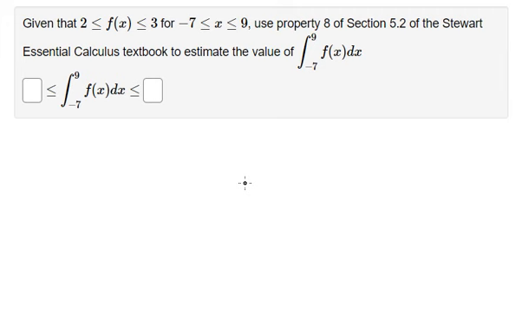So today I want to talk about calculus. The topic today is about integration. So now I want to show you how to answer. We have this one. Now we need to put the integration for both sides from negative 7 to 9.